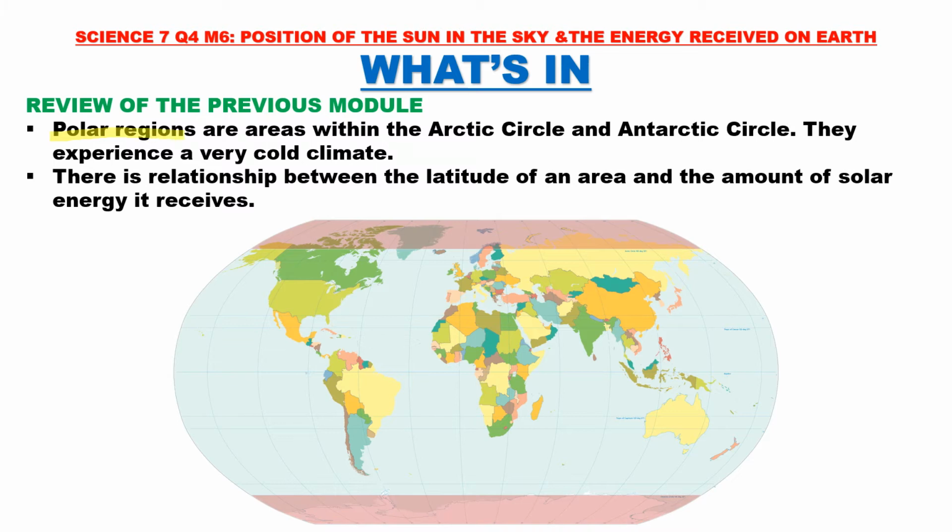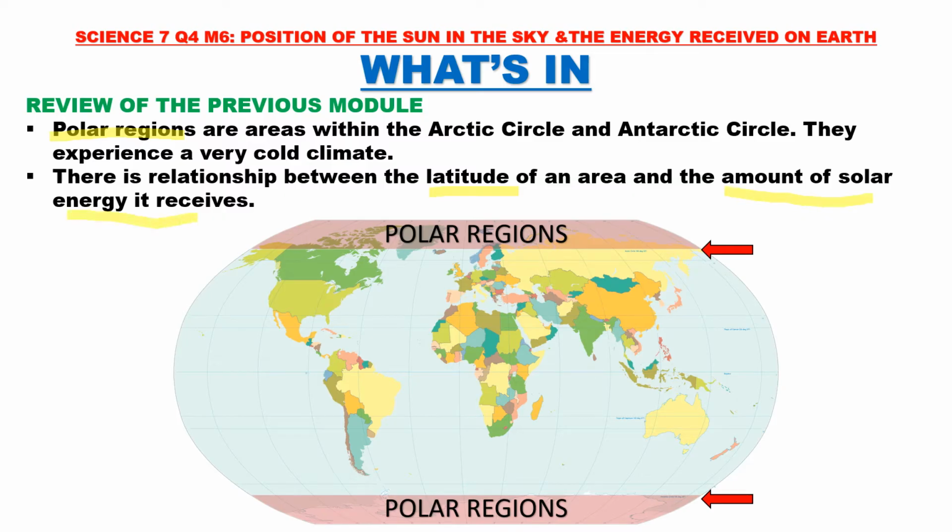Polar regions are areas within the Arctic Circle and Antarctic Circle. They experience a very cold climate. In polar regions, we have 2 seasons, winter and summer. There is a relationship between the latitude of an area and the amount of solar energy it receives.